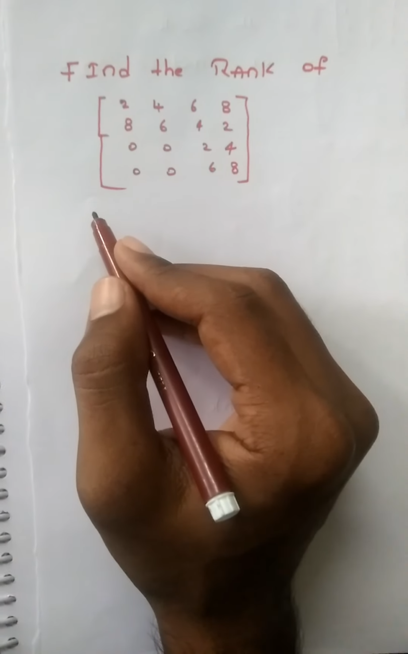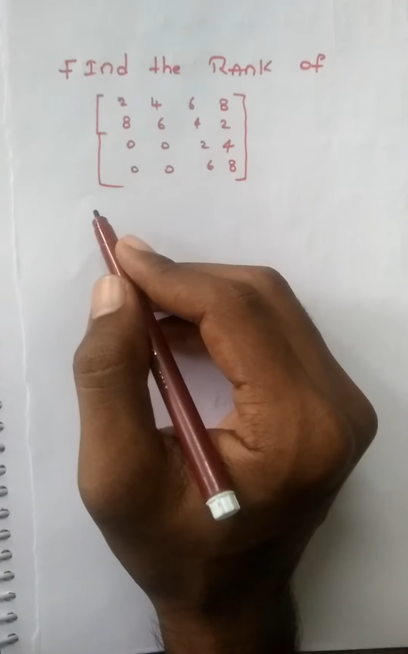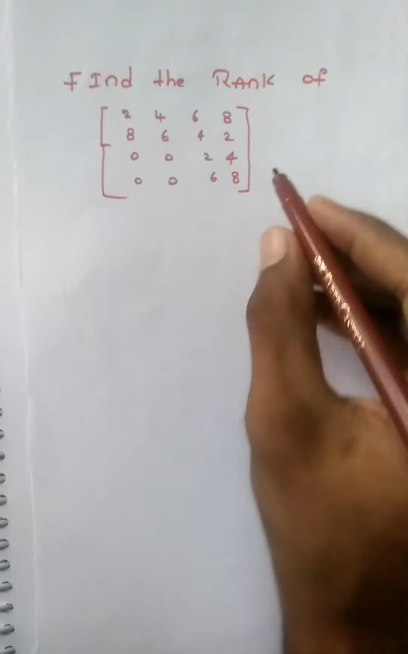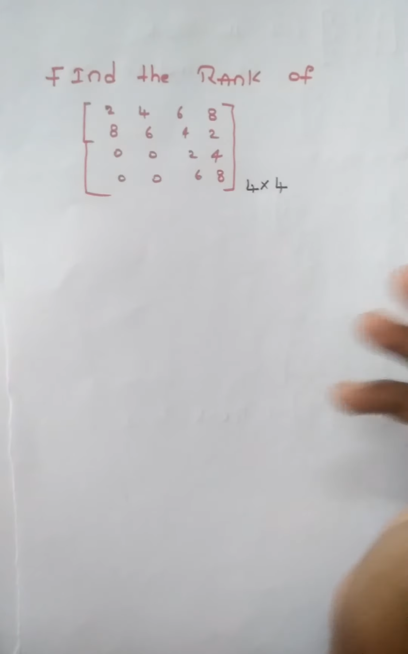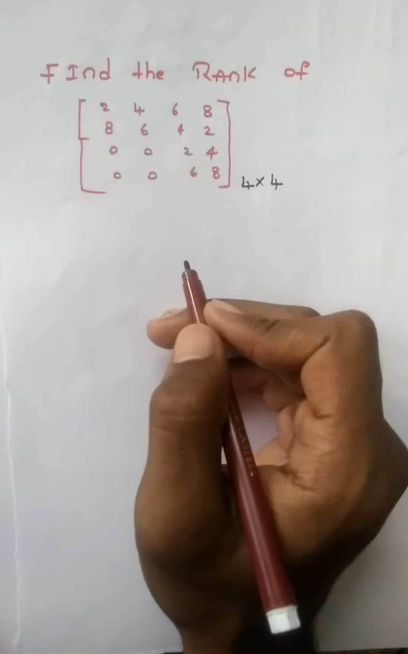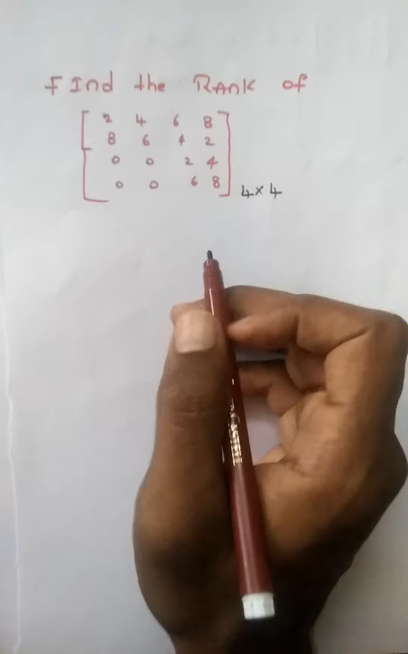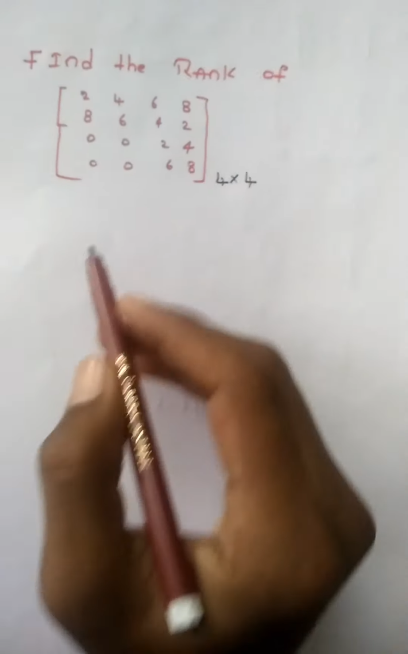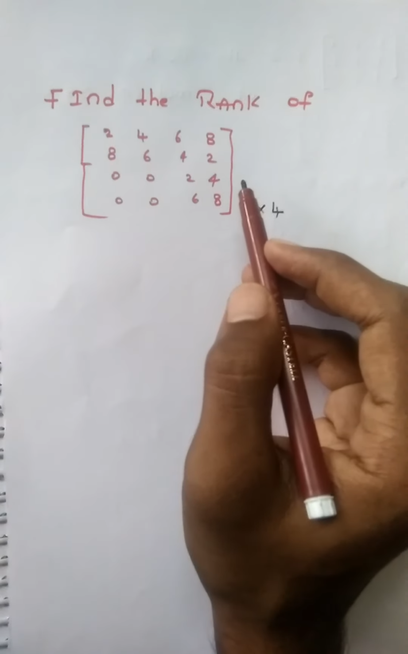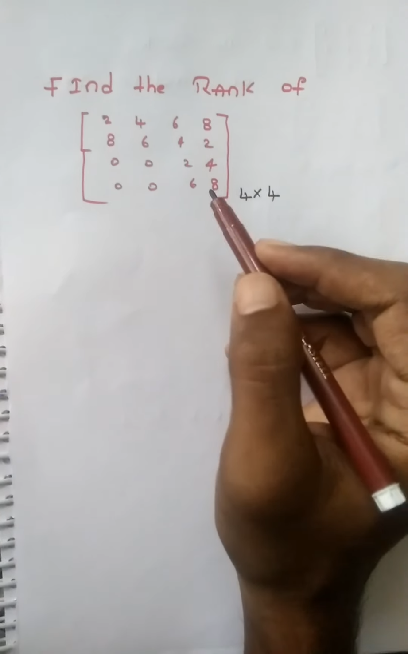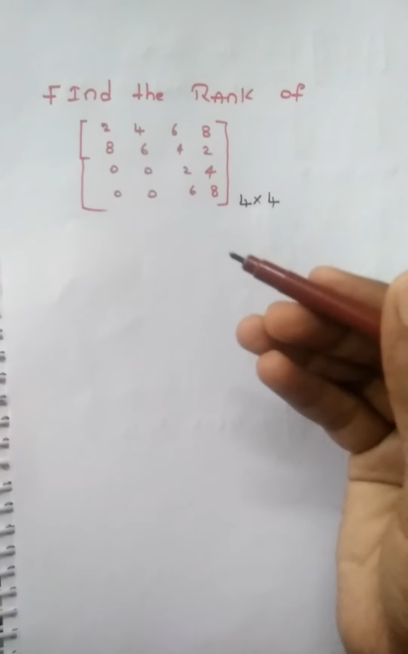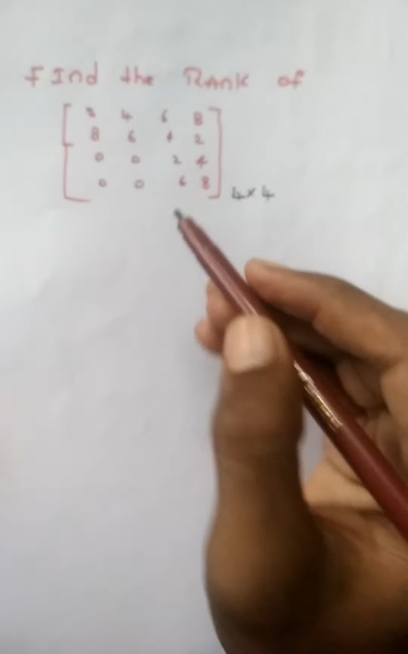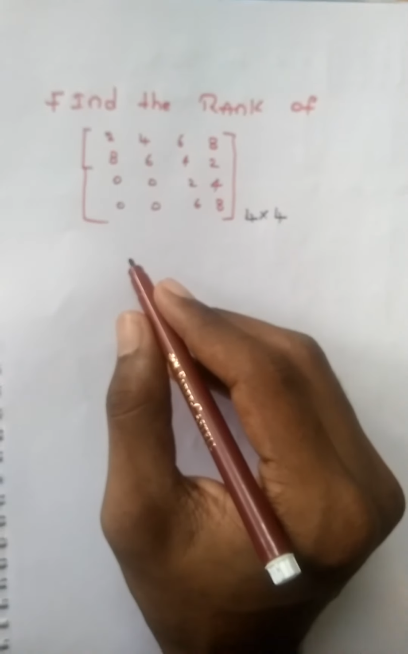Hi friends, today I will show how to find the rank of a 4 by 4 matrix. Let me tell about some important points to find the rank in an easy way. First, we have a 4 by 4 matrix here. We have to simplify the matrix first. Why? Because it minimizes the time consumed in solving. How? I will tell you.